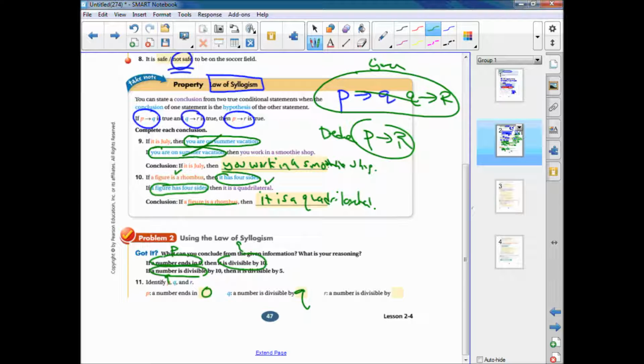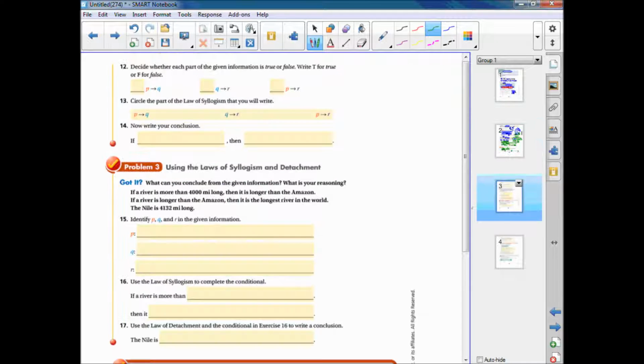Q is a number is divisible by 10, and R is a number divisible by 5. All right, so if a number ends in 0, it is divisible by 10, and if it's divisible by 10, it is divisible by 5 also. Okay. All right, let's flip it over.